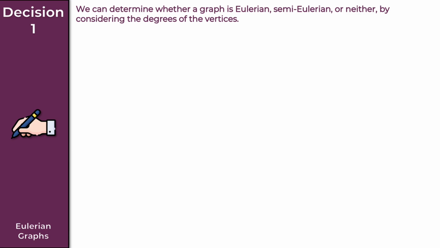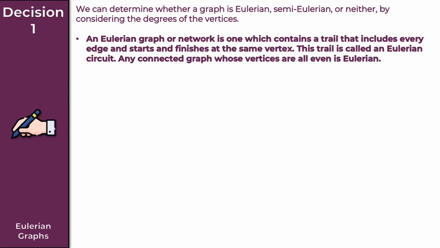In this video, we're going to take a look at Eulerian graphs. We can determine whether a graph is Eulerian, semi-Eulerian, or neither by considering the degrees of the vertices. As always with decision maths, it's time for some definitions.